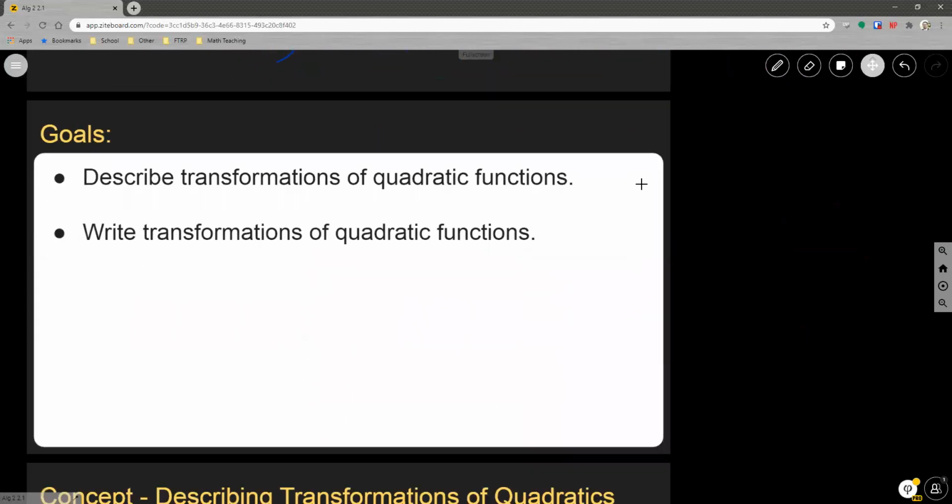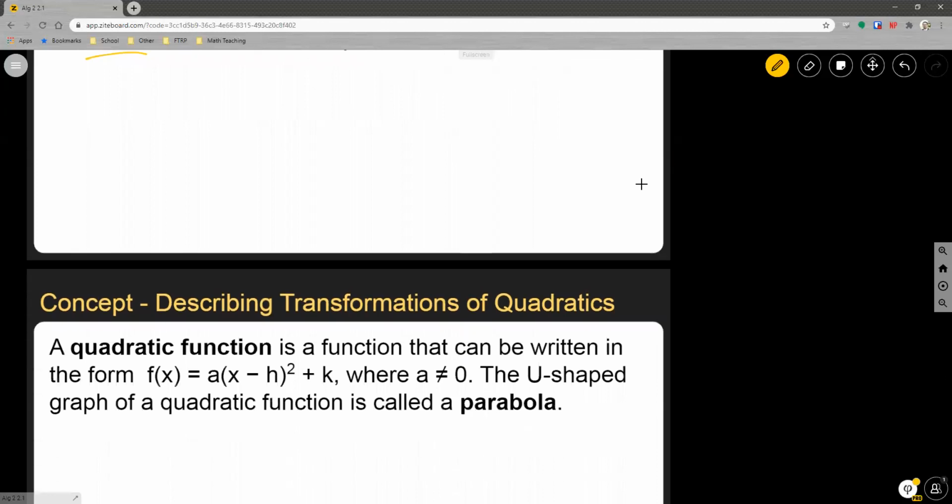All right, so let's continue forward. Our next thing that we're going to talk about is our goals for the section. There are two of them. First one is describing transformations of quadratic functions, and the second being writing transformations of quadratic functions. So really describing and writing are the only two things that we're going to be doing in this section. So let's get right into the concepts.